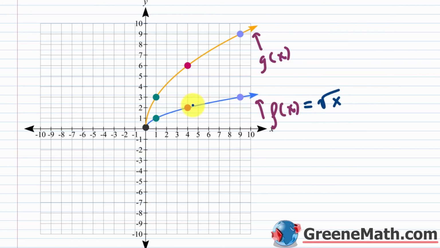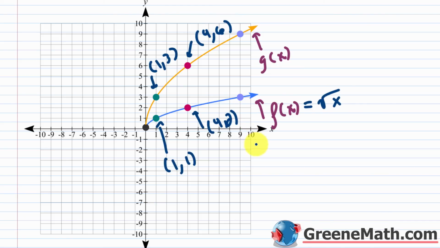Now when you think about this, we'll notice that for a given x value, the y values are multiplied by 3. If I look at this point right here, this is 1, 1. Well, this point right here is 1, 3. Same x value, y value has been multiplied by 3. This point is 4, 2, and this one is the same x value with the y value multiplied by 3, so 2 times 3 is 6. Then you have 9, 3, and for this one you take that same x value, 9, and multiply the y value by 3, so 3 times 3 is 9.